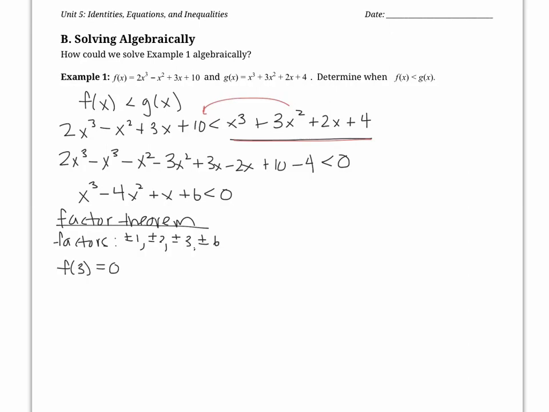So I found f at 3 equals 0. You might have found that f at 2 is equal to 0, or f at negative 1 is equal to 0. All of those are correct answers. So there's actually 3 solutions. Let's just go with this one. When we plug in 3 into the function, we get a remainder of 0. Therefore, the factor must be x minus 3.